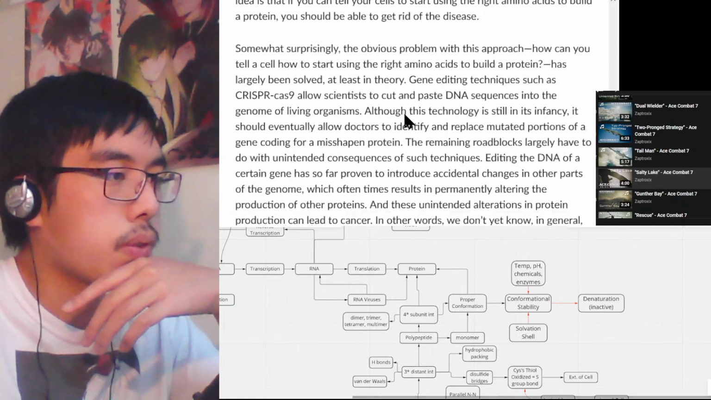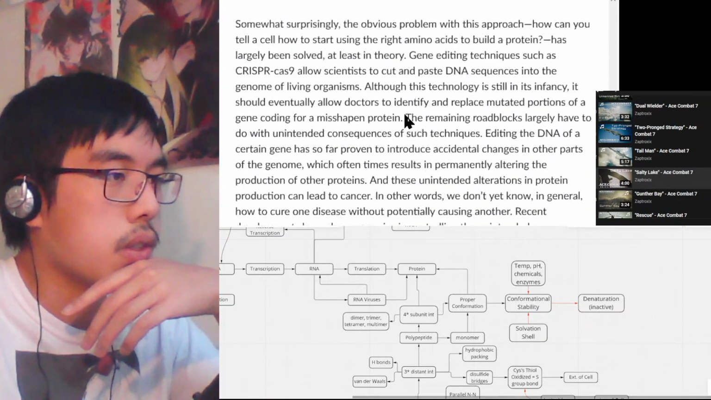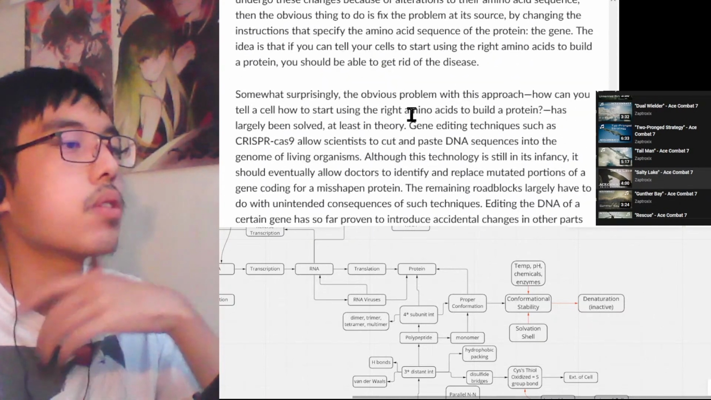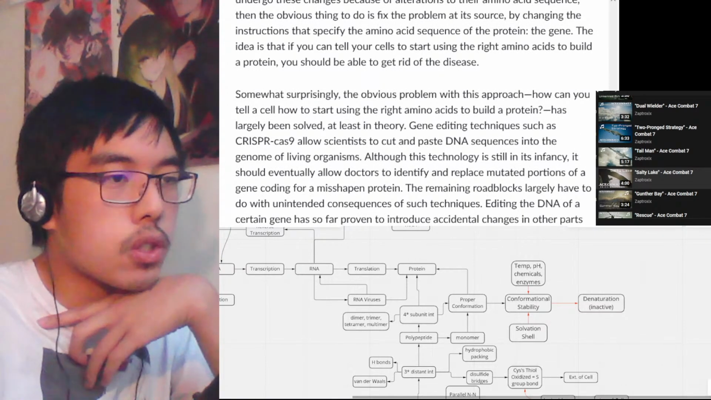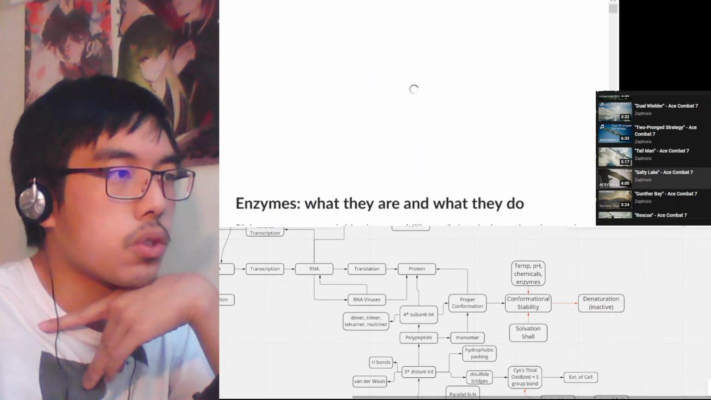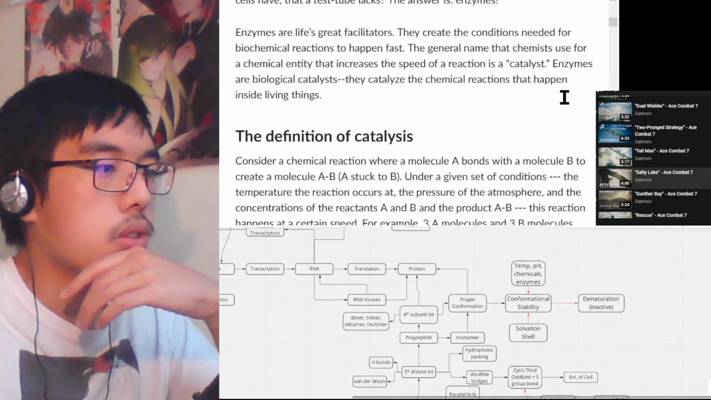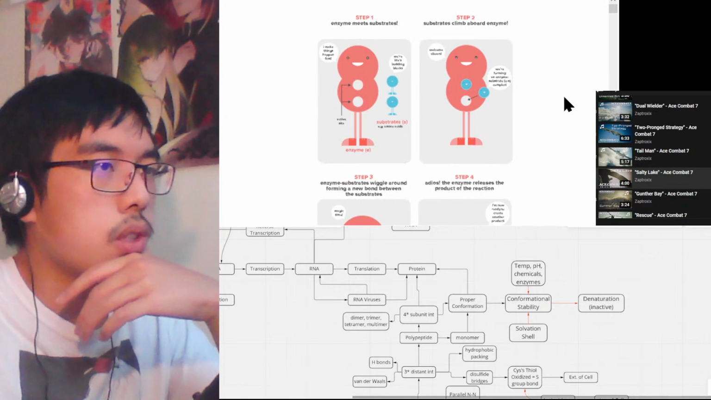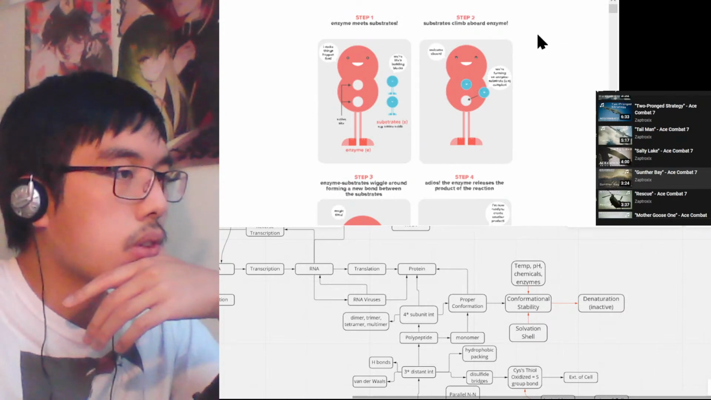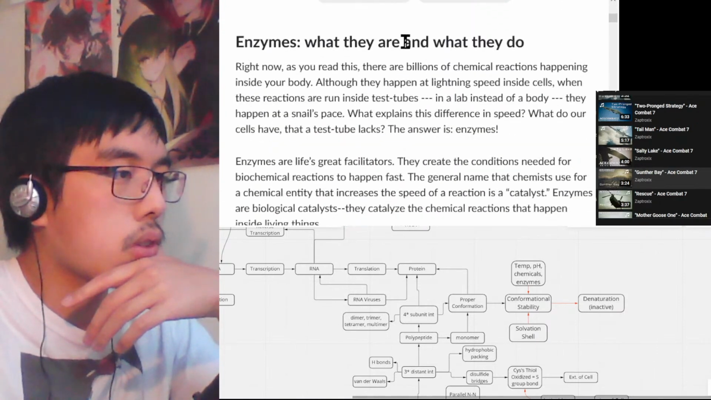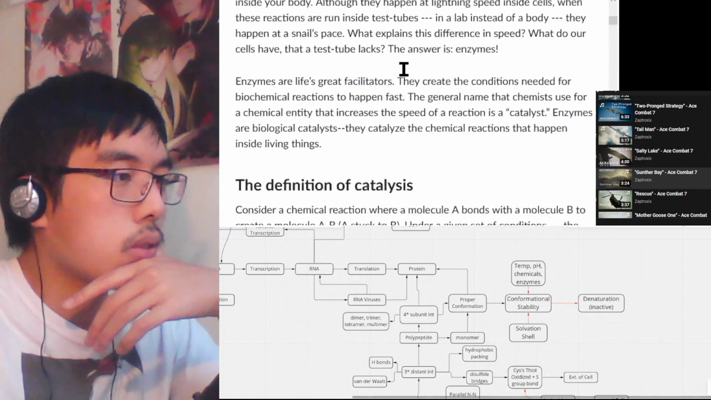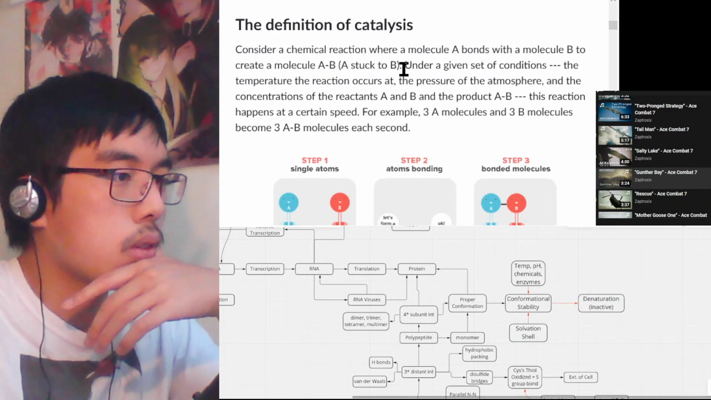Okay, so we're going over some more practical examples. Mentioning CRISPR, I don't think we're going to cover CRISPR just yet. Let's just move on. Enzyme structure and function. Okay, so this is new. Enzymes, what they are and what they do.